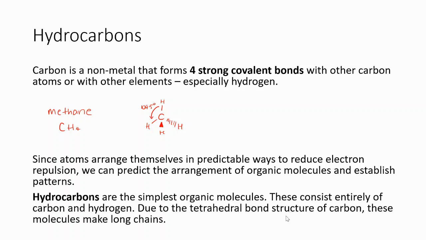So in hydrocarbons, which are the simplest organic molecules, we only have carbon and hydrogen. And because we know that carbon forms 4 bonds in a tetrahedral structure, these molecules make long chains, and we can predict how many hydrogens will bond around each of the carbons. Before we can look at that, we need to think about how we can represent organic molecules. I'm going to do that with an example, and that's going to be hexane.